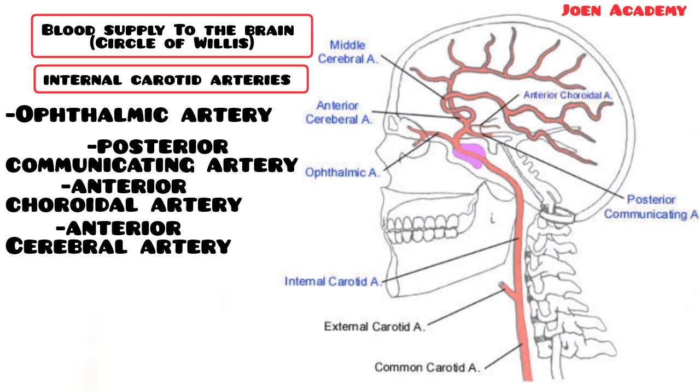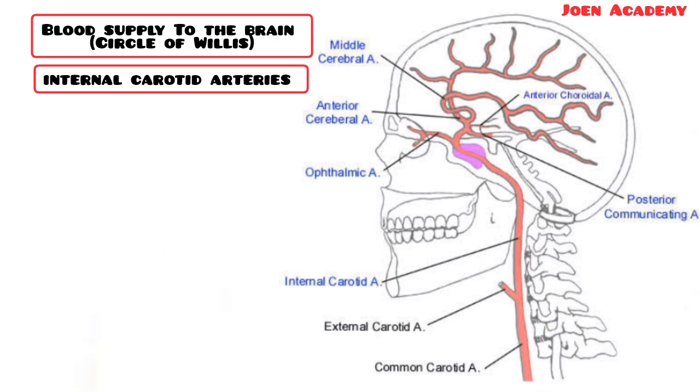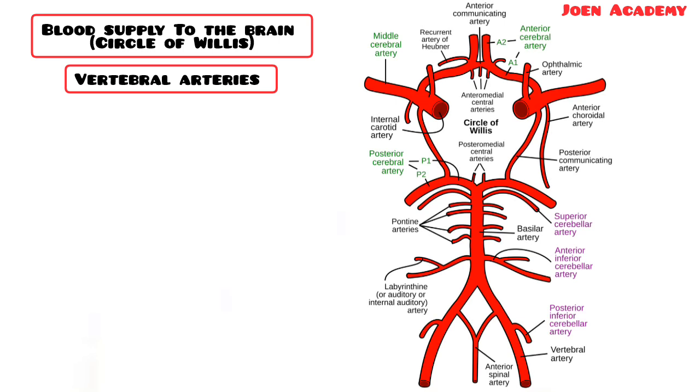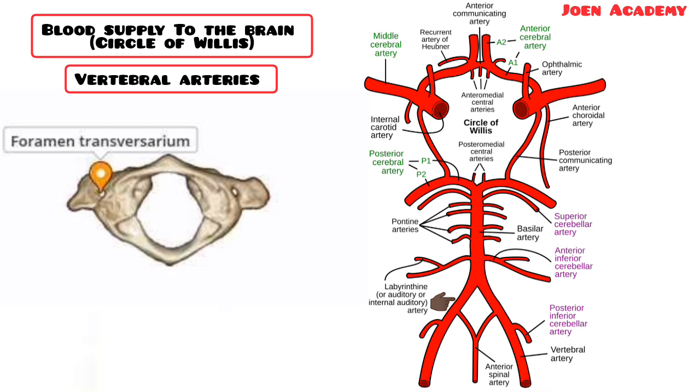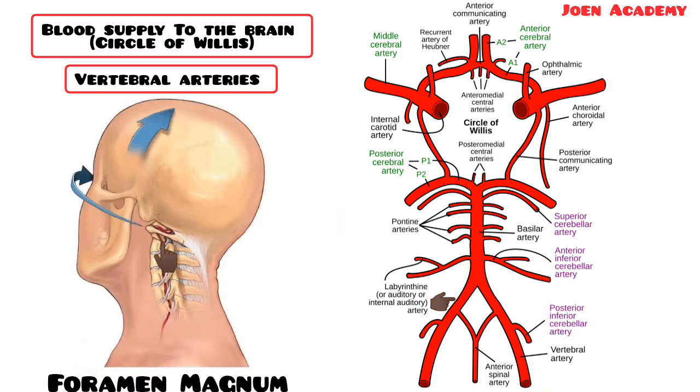The internal carotids then continue as the middle cerebral artery, which supplies the lateral portion of the cerebrum. Now let's talk about the vertebral arteries. The right and left vertebral arteries arise from the subclavian arteries, medial to the anterior scalene muscle. They then ascend the posterior aspect of the neck through the holes in the transverse processes of the cervical vertebrae, which are known as the foramina transversaria. The vertebral arteries enter the cranial cavity through the foramen magnum.